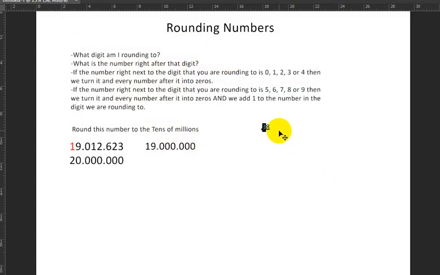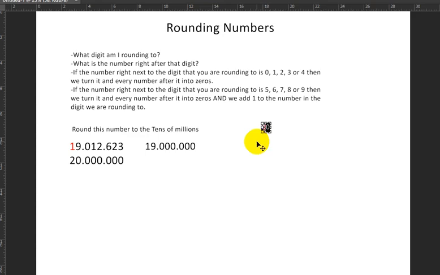When you look to the digit that's right after it, so this 8, what you're basically looking for is: is this number closer to 30 or 40? If the digit right after the one that we're rounding to is 0, 1, 2, 3, or 4, then it's closer to 30. So I'm just going to turn it to 0, right?